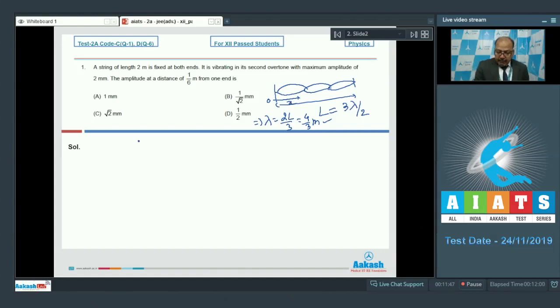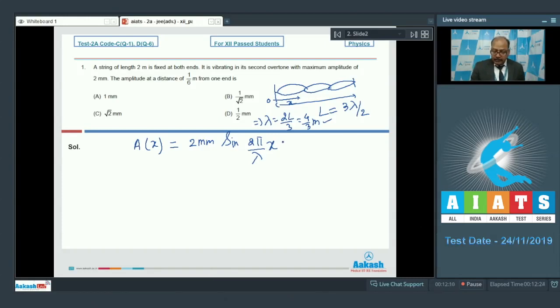Okay, so the amplitude as a function of x is equal to the maximum amplitude, which is 2 millimeter, sine kx, or 2 pi by lambda into x. We can check the boundary condition. At x equal to 0, amplitude is 0.